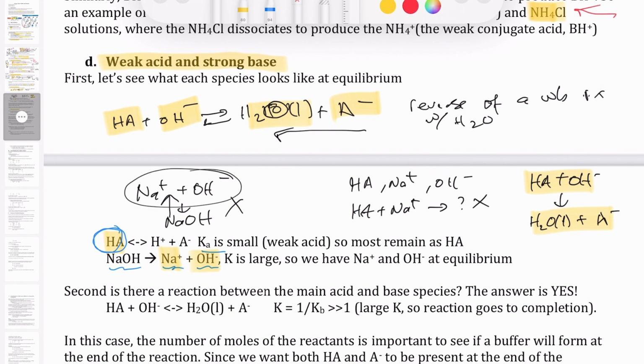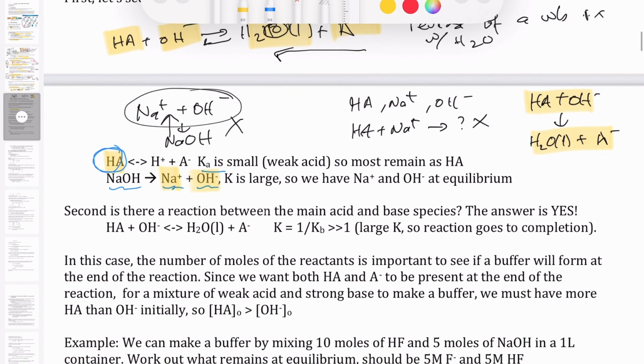Now, what I care about here is finding out what the K of the reverse of a weak base reaction is. That means it's going to be the reciprocal of whatever the K is for the weak base reaction with water. But that K we call Kb, right? So Kb values are much, much smaller than 1. So therefore, 1 over that number is going to be a reaction that has a much larger than 1 K value. So in other words, at equilibrium, this reaction will end up producing a lot of A minus. So the reaction will go to completion, okay? So these two are going to produce that and water.